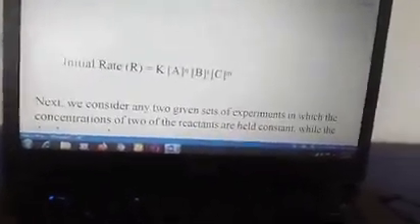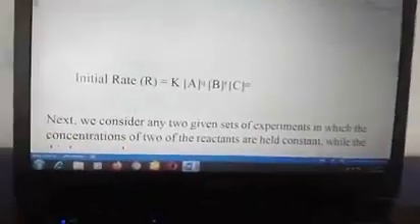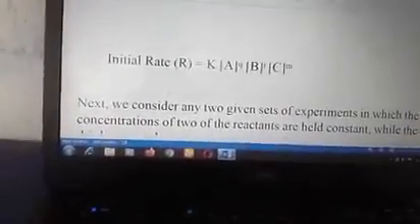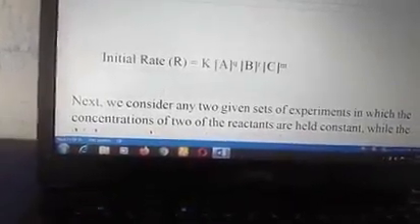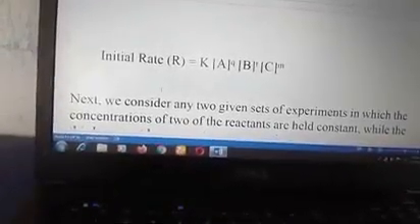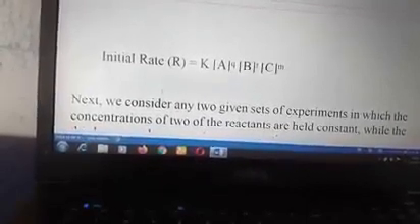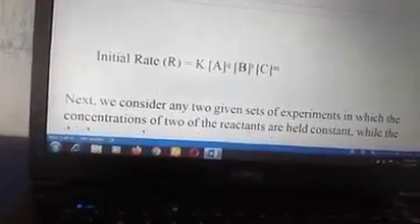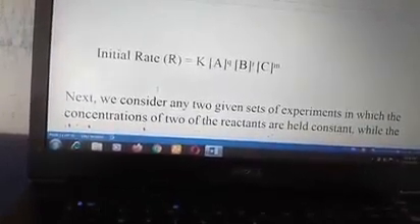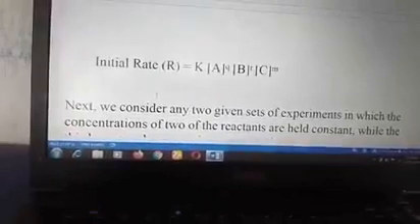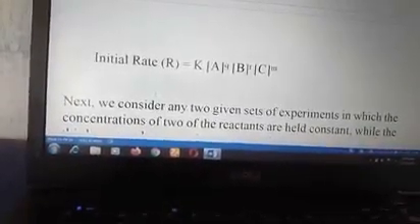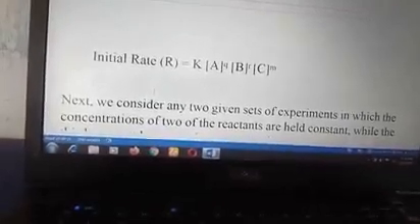We know that the rate of reaction, or initial rate of reaction, varies directly with the concentration of each of the reactants. So you see the expression: initial rate equals the rate constant multiplied by the concentration of A, concentration of B, and then concentration of C. And we'll now add some exponents. So on A we have exponent Q, on B exponent R, and on C exponent M. Those exponents are the order of reaction with respect to A, B, and C.